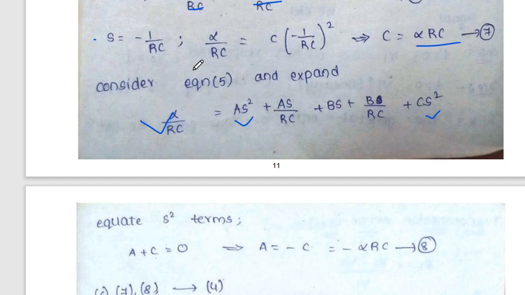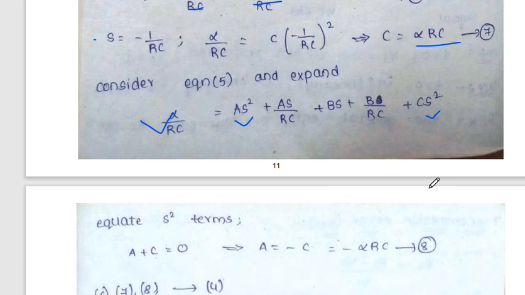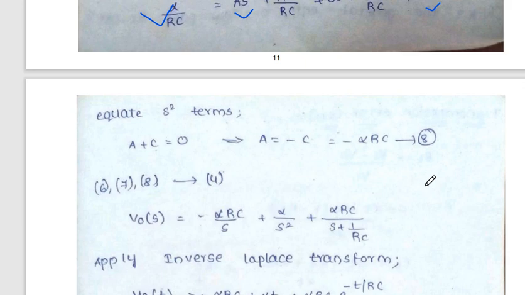Therefore we obtain the values of A, B, C. The value of A is minus alpha RC, the value of B is alpha, and the value of C is alpha RC. Now substitute these three values into the partial fractions equation. Therefore V naught is equal to A by S, that is minus alpha RC by S, plus B by S square, that is alpha by S square, plus C by S plus 1 by RC, that is alpha RC.